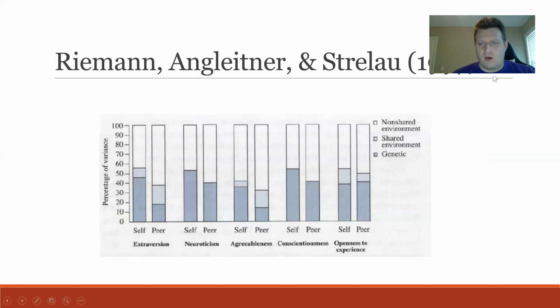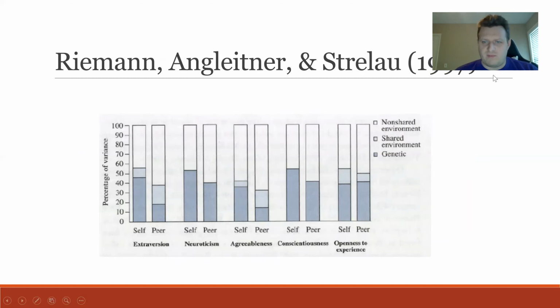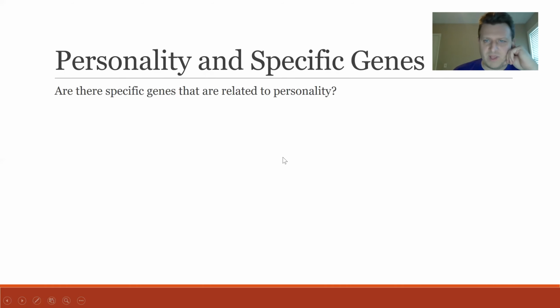Here's another study. We have Ryman et al. in 1997. We see that for the big five personality traits, extroversion, neuroticism, agreeableness, conscientiousness, and openness to experience, across all of these, approximately 40% of the variation is due to genetics. About 60% of the variance is due to non-shared environment. Shared environment has a very small role to play here. That's important to know. So that's the question of heritability.